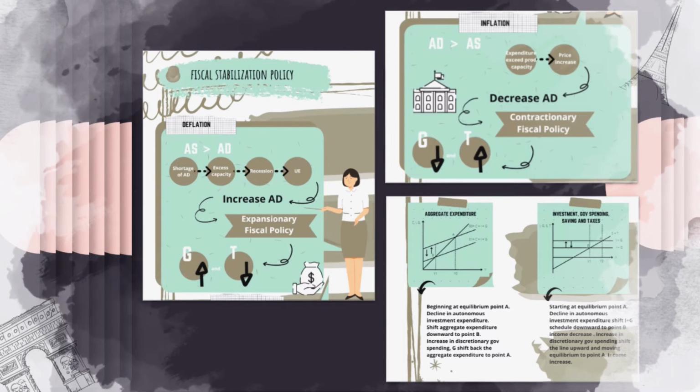For the AD-AS approach, beginning at equilibrium point A, decline in autonomous investment expenditure will shift the aggregate demand downward to point B. Increase in discretionary government spending, G, will shift back the aggregate demand to point A.